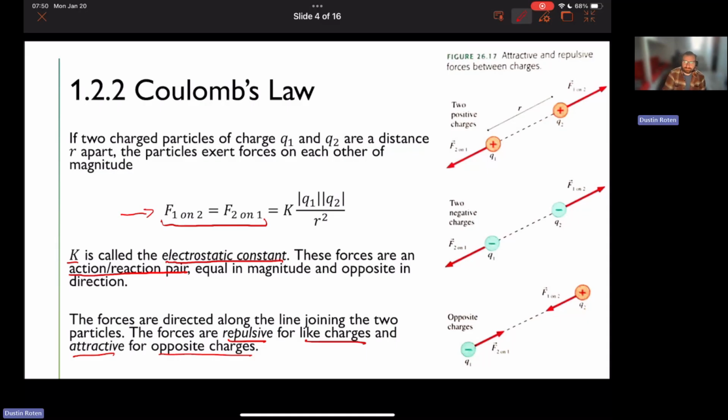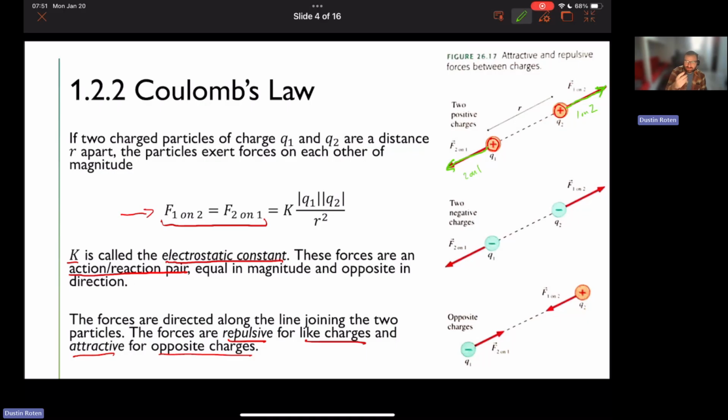So we have some figures here that are useful. We have two positive charges, so you'll notice we have Q1, Q2. Now, Q1 is wanting to, I'm going to change my colors, Q1 is wanting to push Q2 away. Okay, so this is our force of 1 on 2. And then Q2 wants to push Q1 away. So this is our force of 2 on 1.